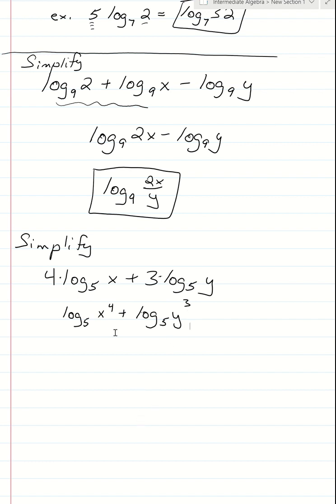And now finally, we want to eliminate the addition of these two logs that have the same base. And according to that third property, we can eliminate addition through multiplication. And that would give us the log base 5 of x to the fourth times y to the third. And that would be your simplified, condensed logarithmic expression. We have eliminated all operations. We eliminated the multiplication, as well as we eliminated the addition.